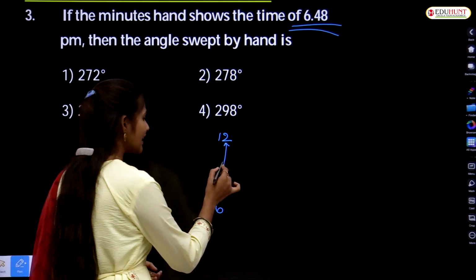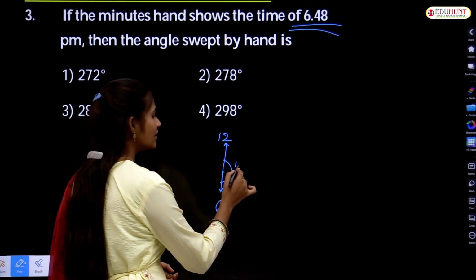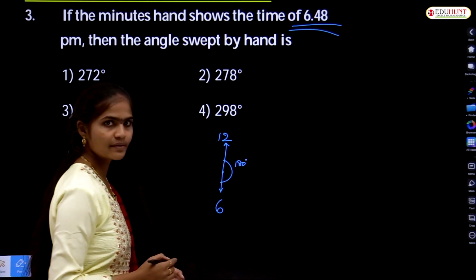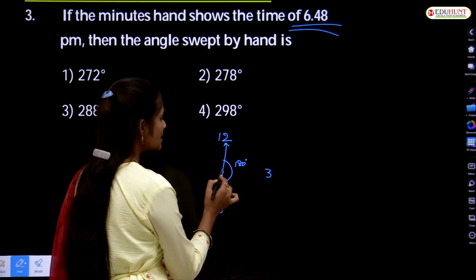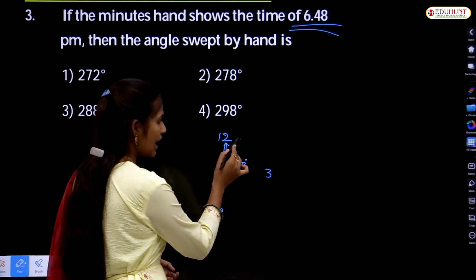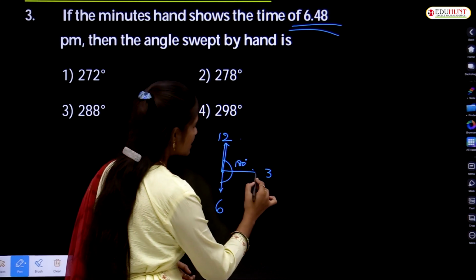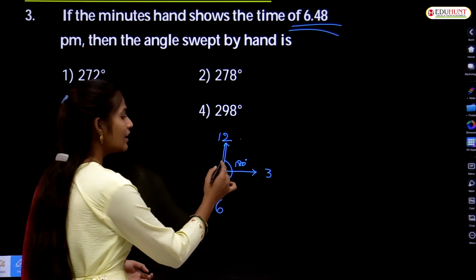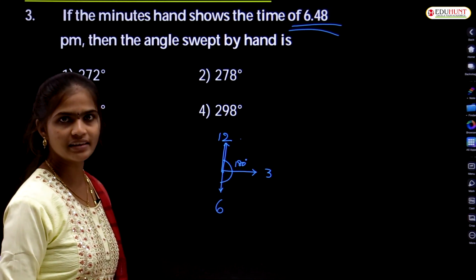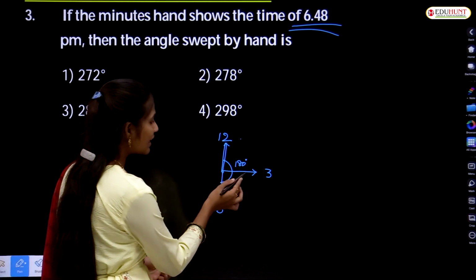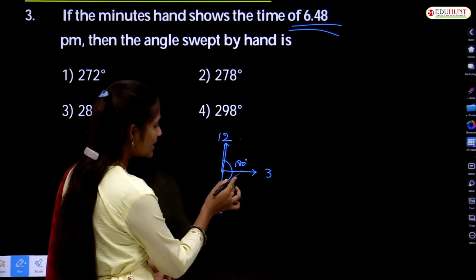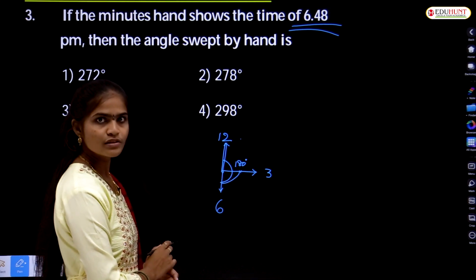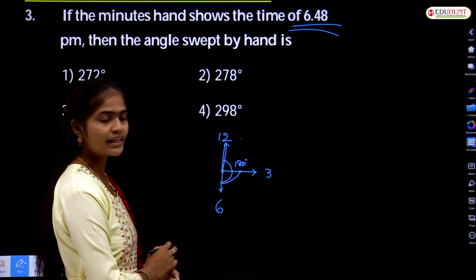So what is the angle between these two hands here? This is 180 degrees. Here the 3 means this is 6 o'clock, and if this hand comes up to here, the time is 6:15. Now the angle here is 90 degrees, and this is 90 degrees. So we know that totally it is 180 degrees.